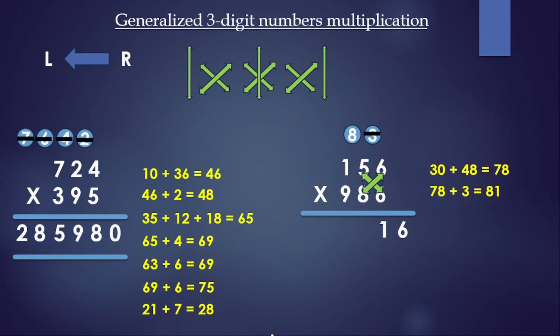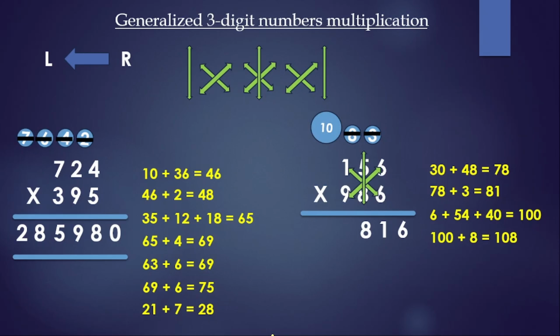The next is the middle pattern. For that, we'll multiply 1 with 6, to which we add 9 times 6, to which we add 5 times 8. Answer is 100. And to this 100, we first add the carried 8, we get 108. The 8 goes in the answer, 10 is carried.